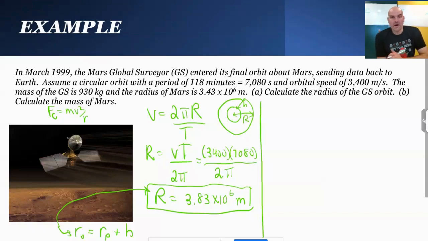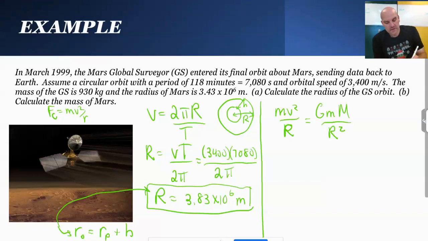All right, so now let's find the mass of Mars, because we can do this with this equation. We know that the force that the surveyor is experiencing is mv squared over r, but it's also the gravitational force. And again, r is the distance between the centers, so the mass of the surveyor cancels out. This r cancels one of those r's, and so the speed squared is simply GM over r.